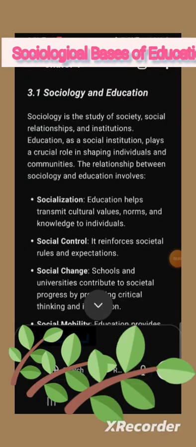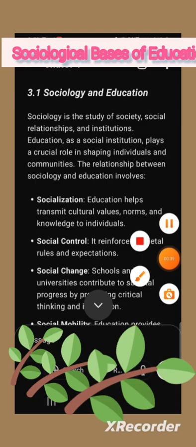We are discussing philosophy, module 3, sociological basis of education. This module explores the relationship between sociology and education, focusing on the role of education in shaping society, transmitting knowledge, and promoting social justice. It also examines the contribution of key figures like Dr. B.R. Ambedkar and Rabindranath Tagore to education and social philosophy.